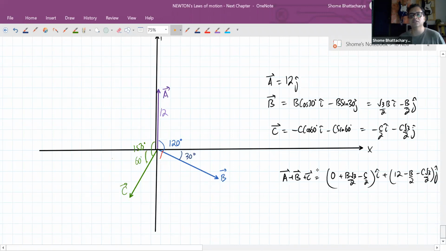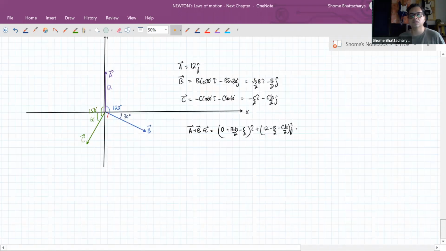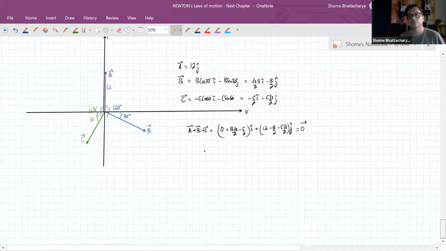And we want the condition that this should be 0. This is the condition that we want, that this should be 0. So this should be 0 individually, and along with that this should also be 0.